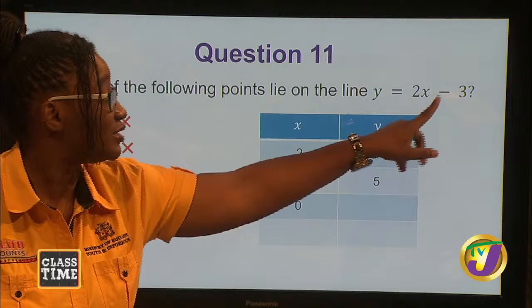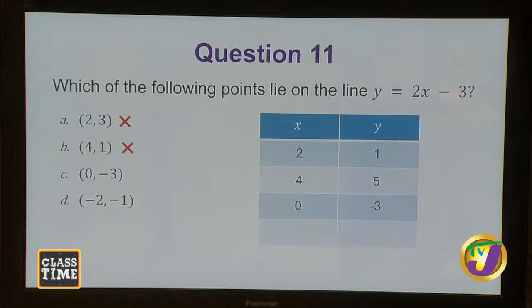So that works. But we're not going to just choose that. We're going to check in case I made a mistake, right? Yes. All right, let's check negative 2.